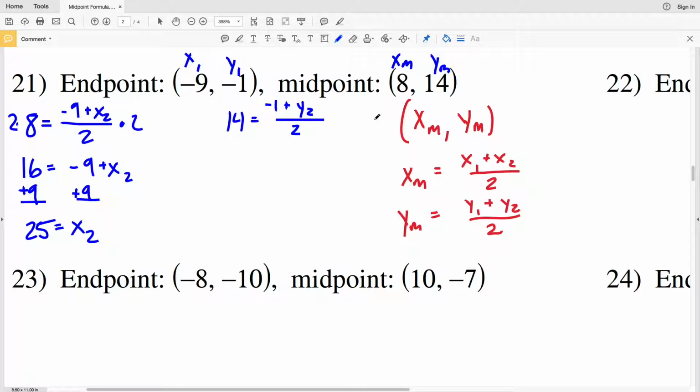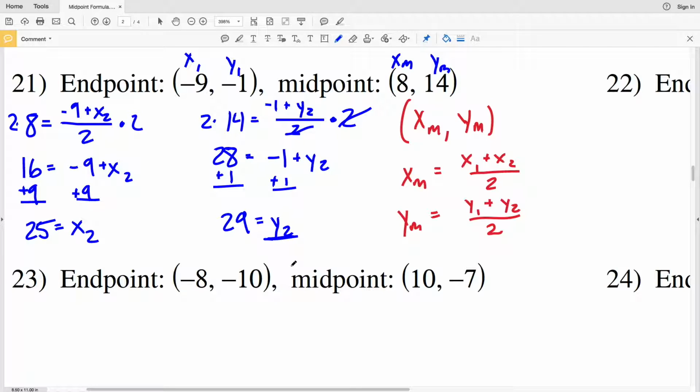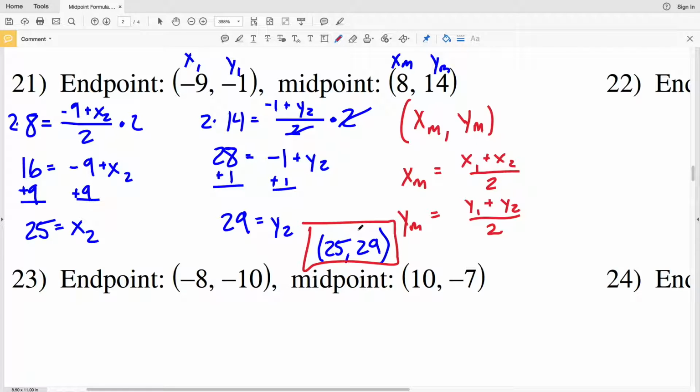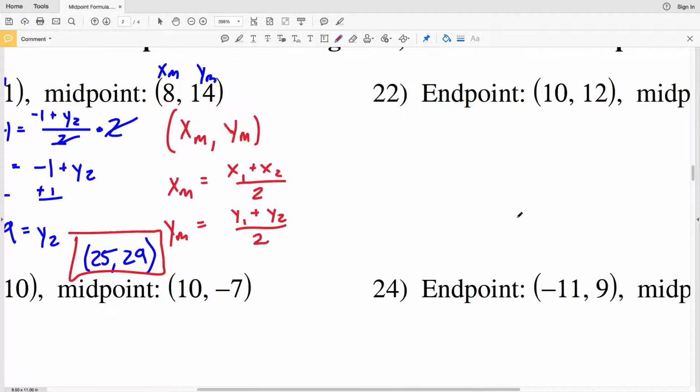Now, going through the same steps for my y value, I'll multiply both sides by 2. So 2 times 14 is 28, so that'll be 28 equal to negative 1 plus y sub 2, because that 2 cancels out. Then all I need to do is add 1 to both sides. 28 plus 1 is 29. So 29 is equal to y sub 2, which is the y value for that other endpoint. So my solution will be 25, 29 as the endpoint that's missing. So essentially, I'm working backwards, given my midpoint, to find either x1 and y1 or x2 and y2. So let's continue on to number 22.